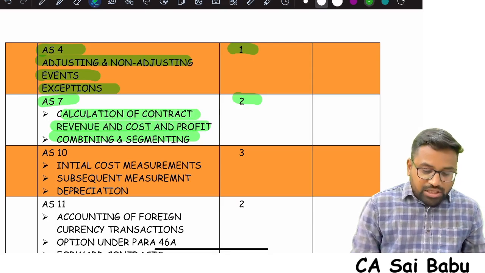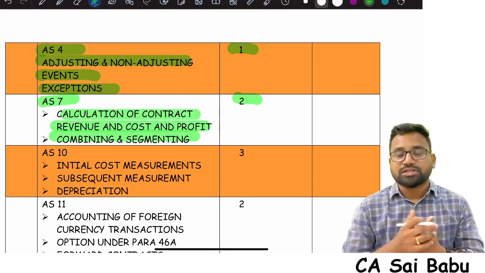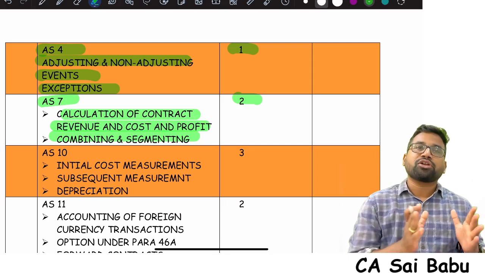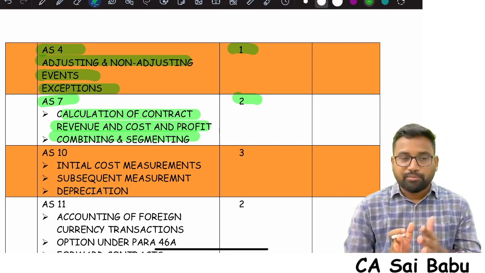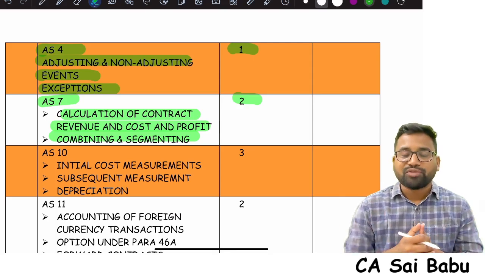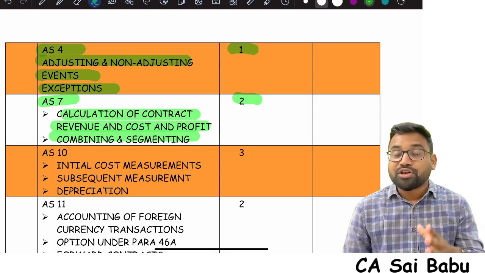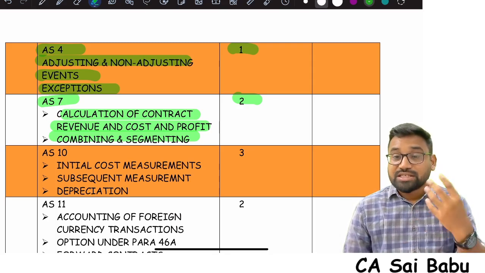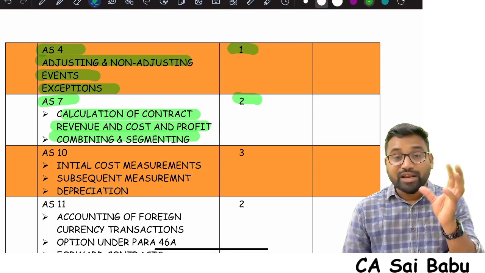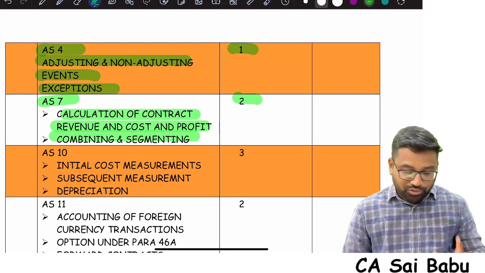And also calculation of contract profit and cost and profit. So how to calculate the contractual cost, contractual revenue, and how we are going to arrive at the contractual profit, especially the important area: at any time the total cost of the contract exceeds the revenue, the excess will be treated as an expense. We will recognize it. So that important point you need to focus on.